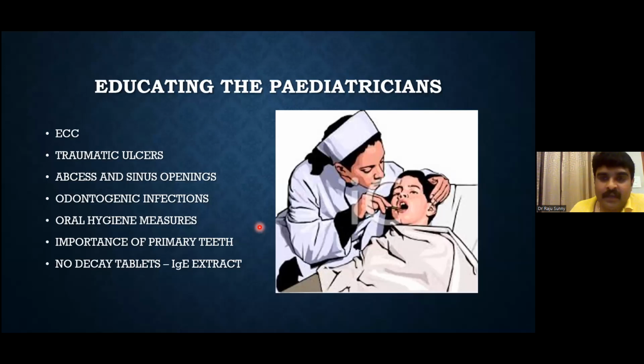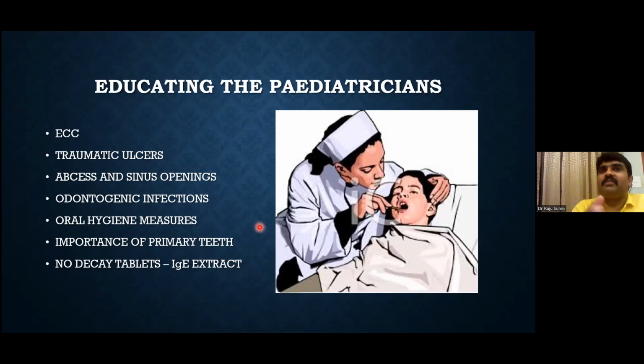Because I have seen in one of the hospitals where I go for consultation, the pediatricians sent the child for so many investigations like CT scan, MRI, so many things, for just a small swelling on the face. They referred the patient to different scanning centers. They sent it to the ENT, and finally they could not find out anything.